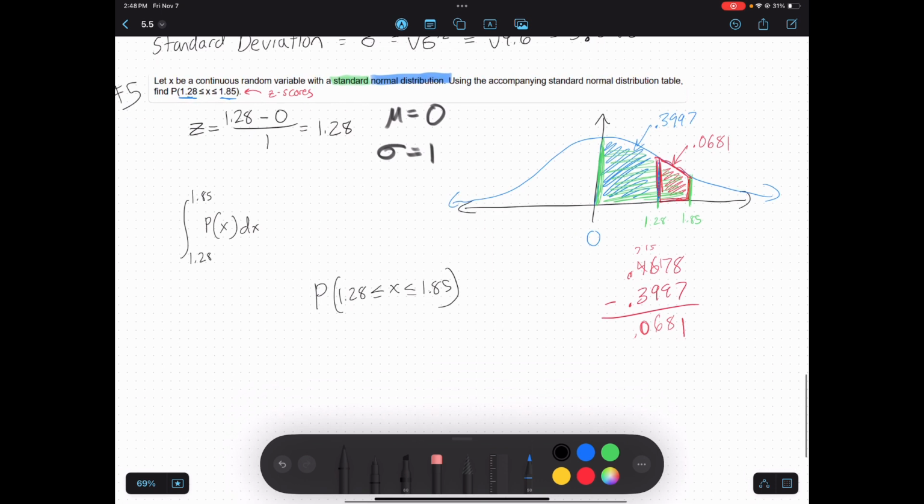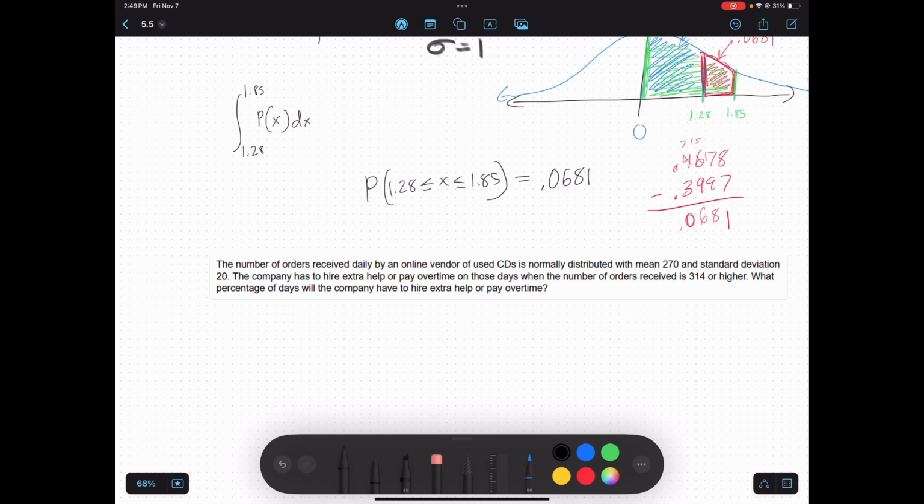And that's how a lot of these normal distribution ones are going to work, where there's going to be 2 areas that you're working with corresponding to 2 different z-scores, and you just have to decide, are you going to add those areas together or are you going to subtract the areas? But that takes care of number 5.